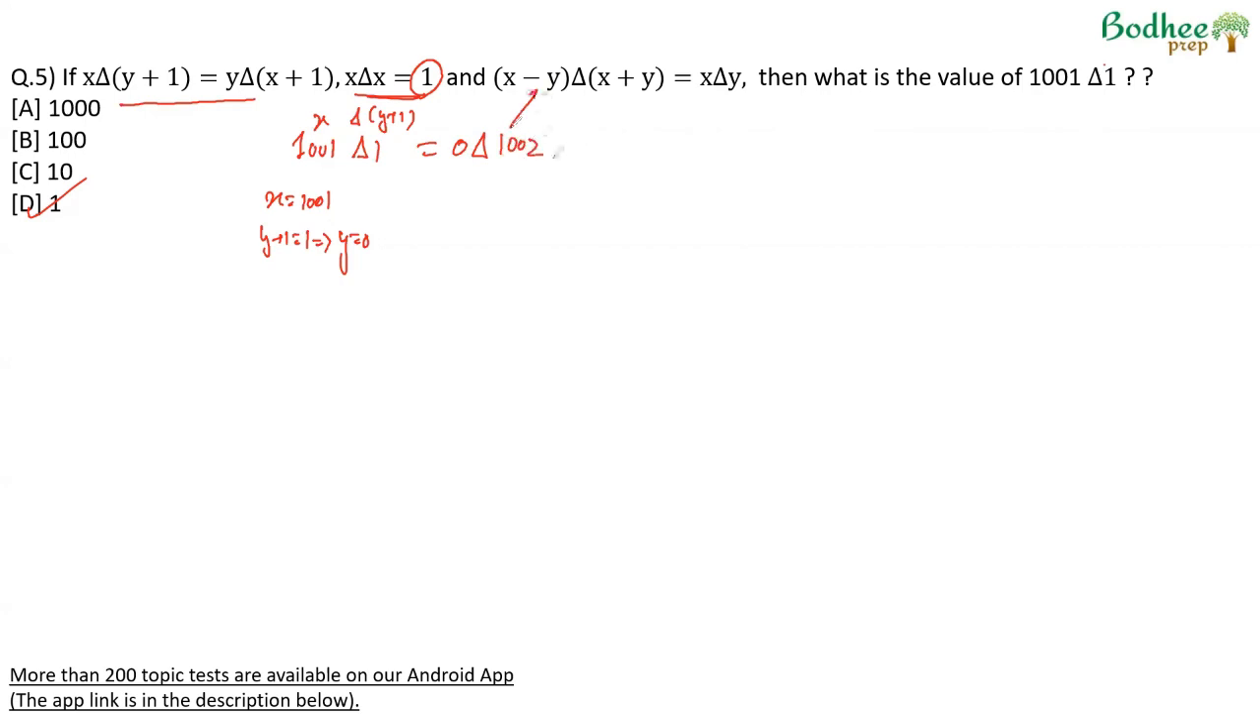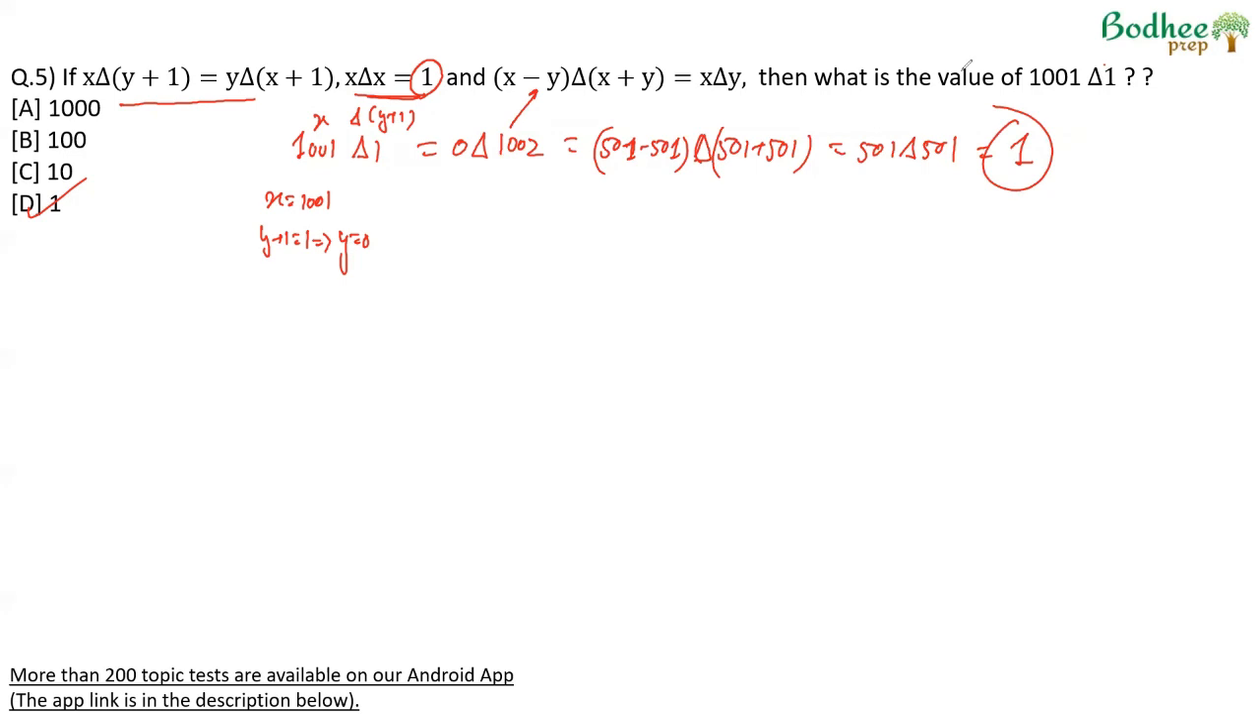Now this can be used like the third identity. Half of 1002 is 501. So we can write this as 501 minus 501, which is 0, delta 501 plus 501. So this becomes x minus y delta x plus y, the value of which is x delta y. So 501 delta 501, and x delta x is equal to 1. As you can see, the final value comes out to 1.